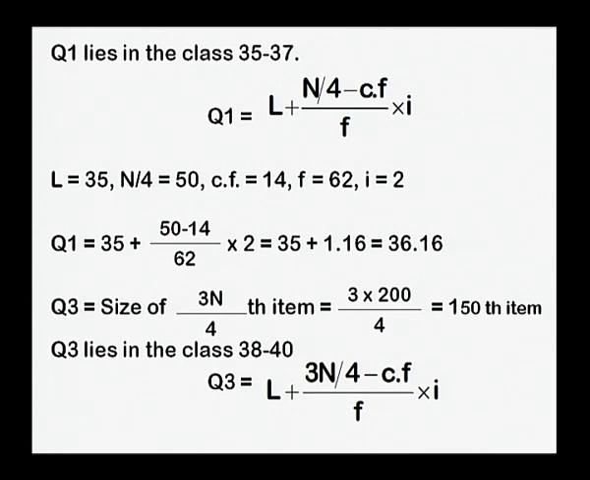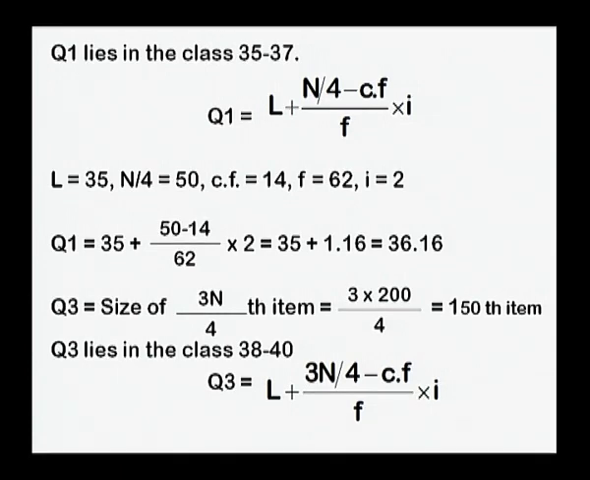And cumulative frequency here means the frequency preceding the class interval in which Q1 lies, and that is 14. And frequency here means the frequency of the class interval in which Q1 lies, that is 62. And I is the class interval width, and that is 2, since for 35 to 37 the difference comes to 2. Now, we get the value of Q1: 35 plus 50 minus 14 divided by 62, multiplied by 2. In this way, we get 35 plus 1.16 is equal to 36.16. So, this is the value of Q1.